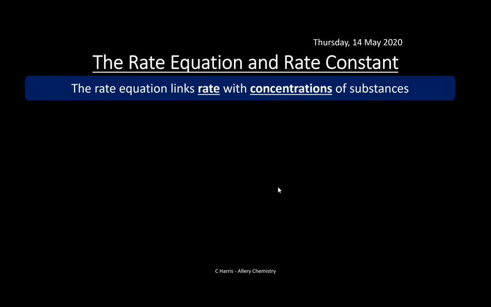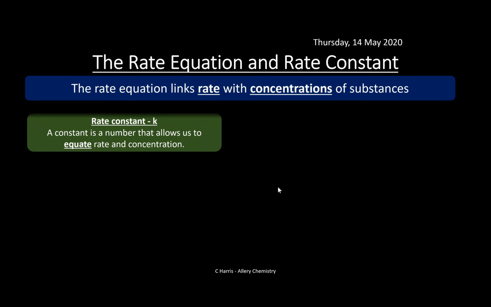Okay, so we're going to look at the rate equation. Still staying on the rate equation, which links rate with concentrations of substances, as we know. But we're going to look at some more of the different elements of the rate equation, such as the rate constant. The rate constant is given the letter K. I don't know where they've made the link with that. Anyway, but it is K.